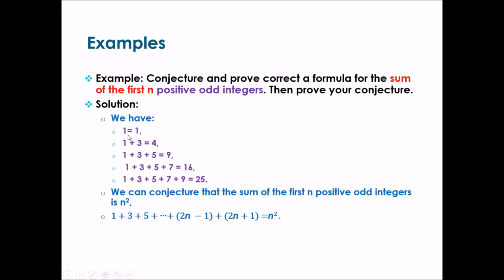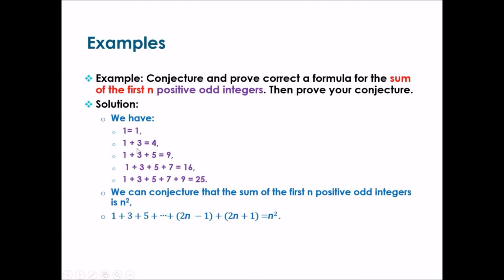So first of all, if we have one odd integer, we have 1 is equal to 1, and if we have two odd integers, then 1 plus 3 is 4. Now one odd integer sum is 1. Two odd integers sum is 4. The first three odd integers sum is 9. The first 4 odd integers sum is 16. The first 5 odd integers sum is 25.